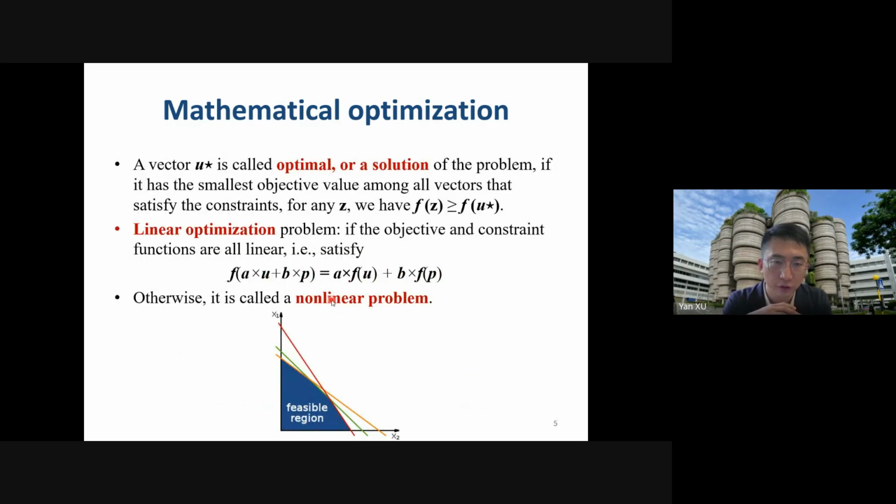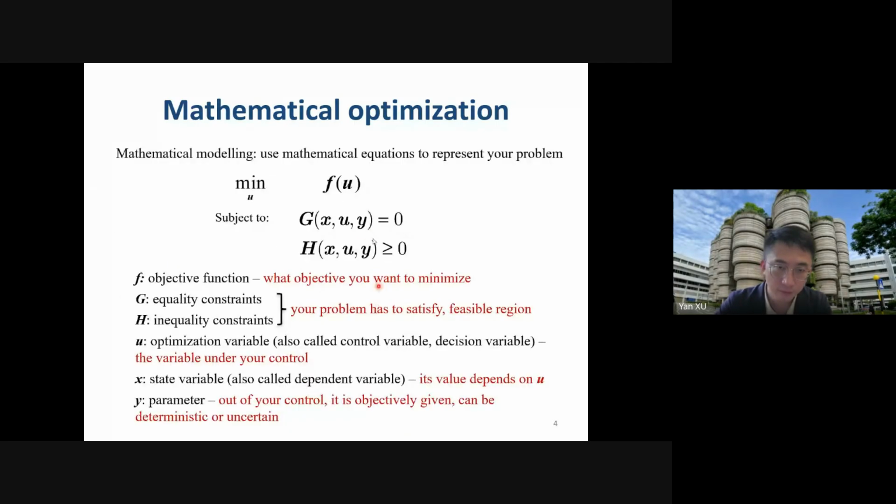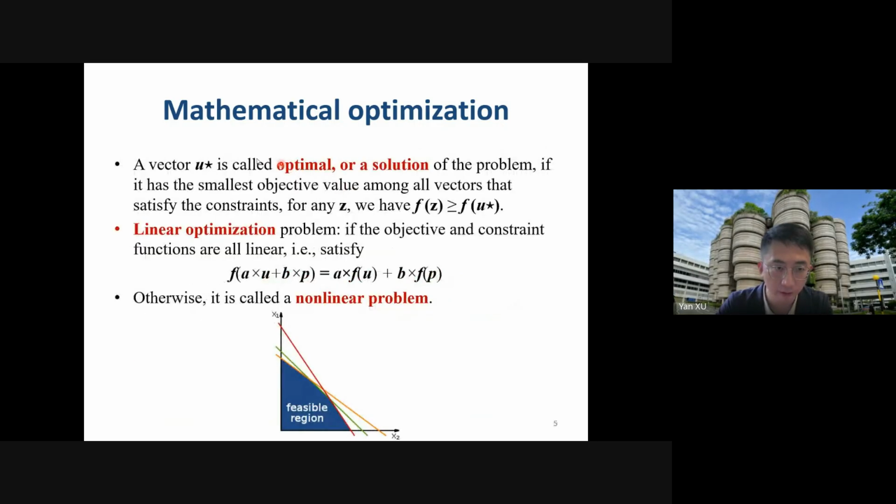Now, solution of the optimization. Okay, just now I have said the solution of the problem actually is the value set of u. Here we can denote it as u star. The vector u star is called the optimal solution of the problem, since it can achieve the smallest objective value among all the feasible vectors that satisfy the constraints. Mathematically we can denote this as f(u star) is always smaller or equal to f(z), where z is any value within the feasible region defined by the equality constraint and the inequality constraint. So here is the so-called optimal solution of the model.